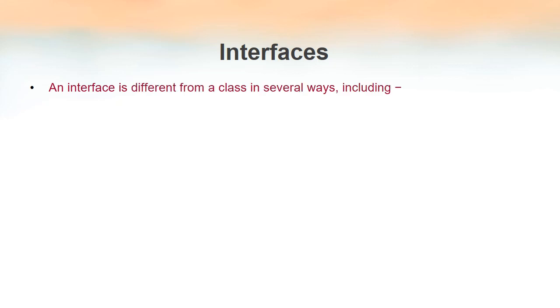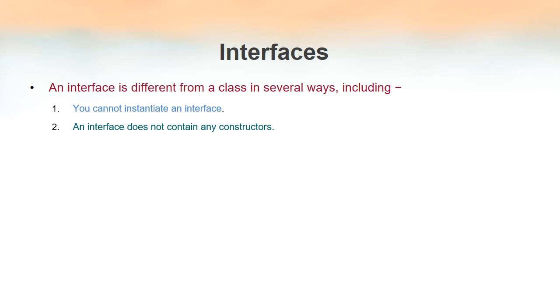We saw the similarities between a class and an interface. Now we will see the differences between them. The first difference is we cannot create objects of interfaces. That is what we mean by instantiation. So we cannot instantiate an interface, because we can create objects only of classes. An interface is not a class, so we cannot create objects of interfaces.